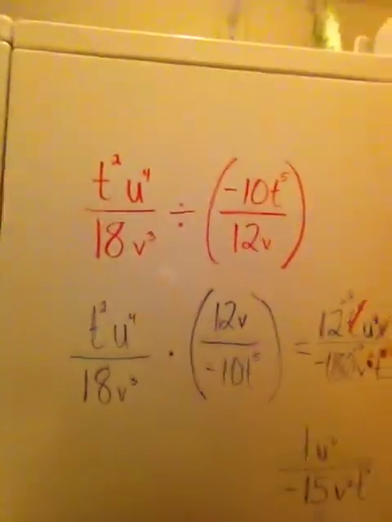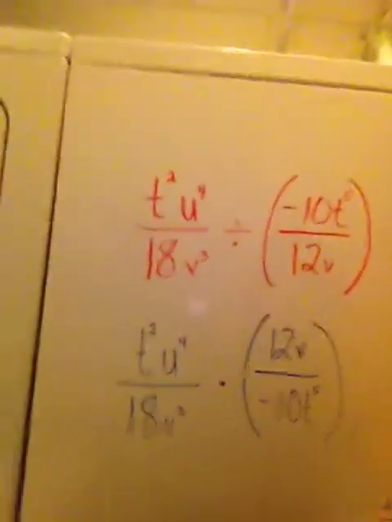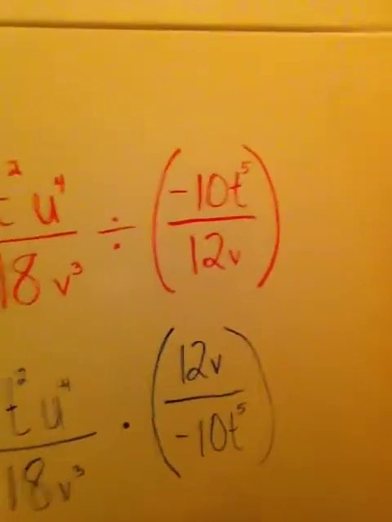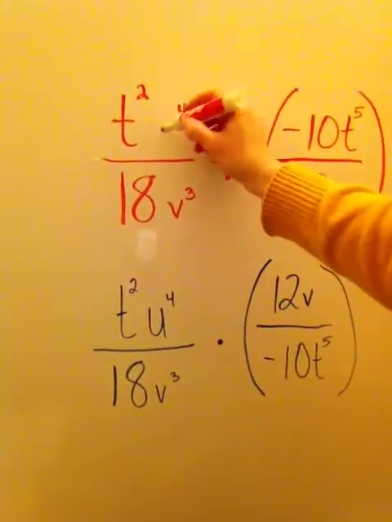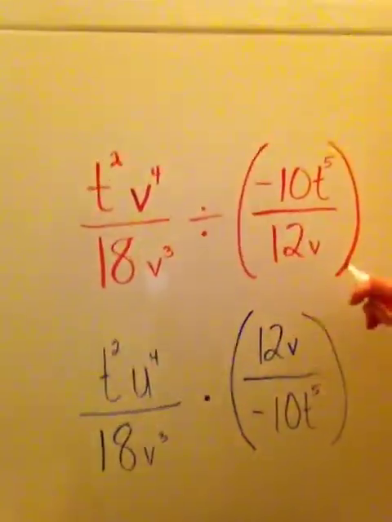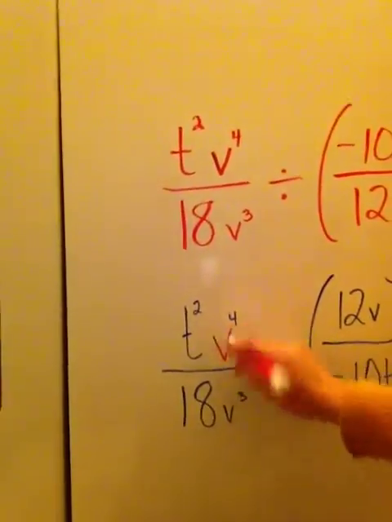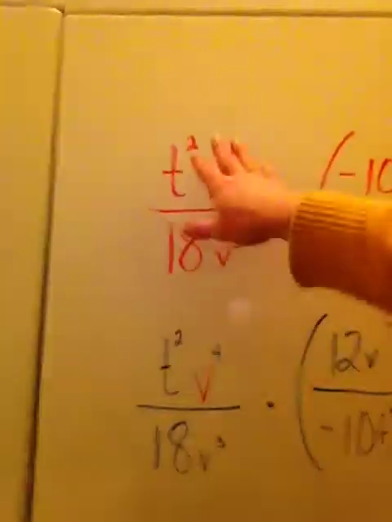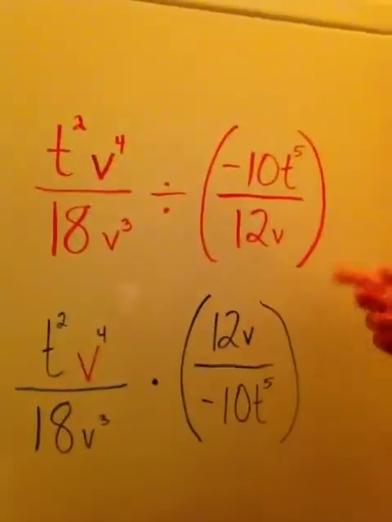I'm going to change something really quick just because I want you to see. So I'm going to keep the same problem. I'm just going to change some of the variables. So I want to change my u to a v. Okay, so down here, this was a v, or is going to be a v now. Okay, so this all stayed the same, changed it to times by the reciprocal.